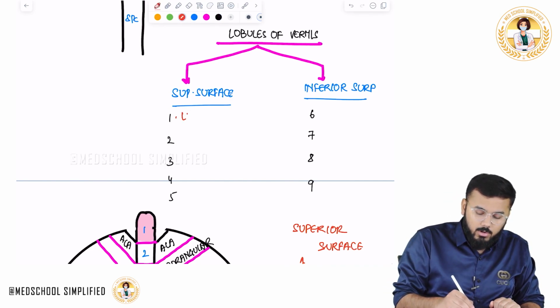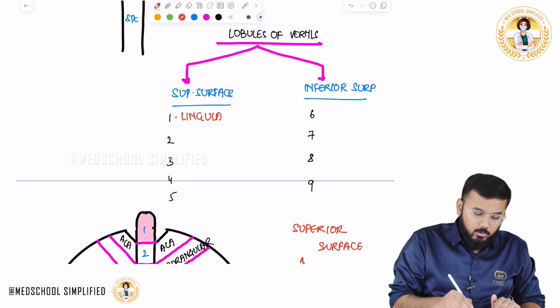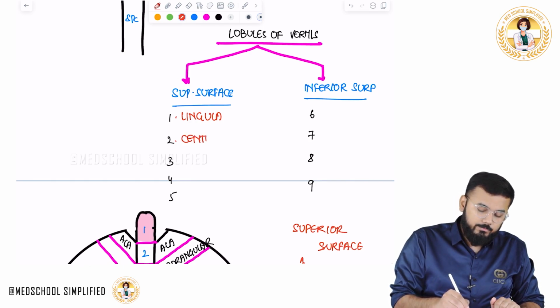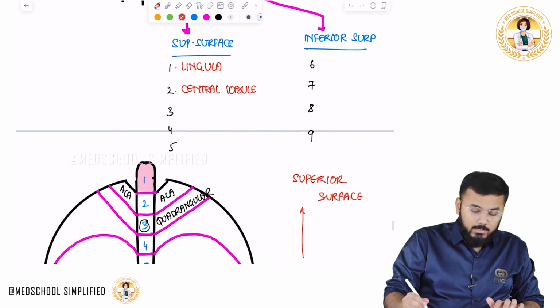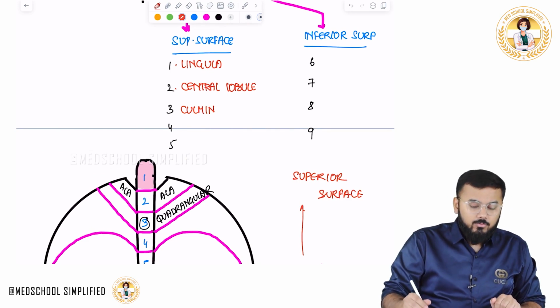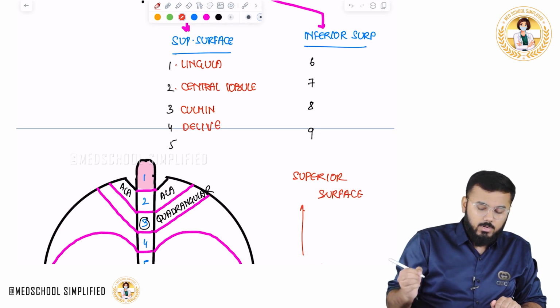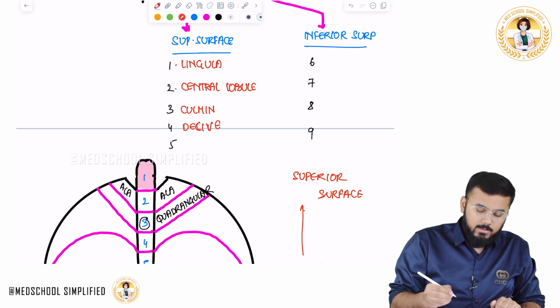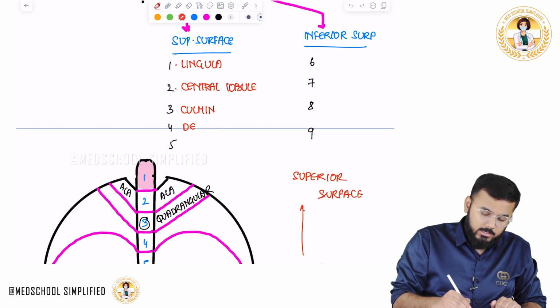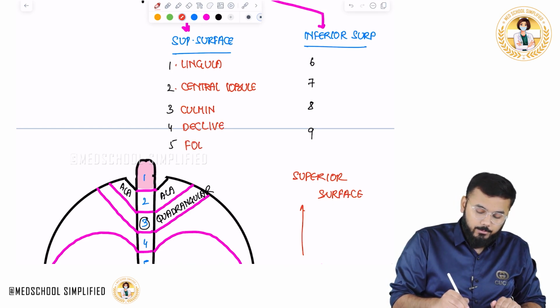First lobule is called lingula. Second lobule is called central lobule. Third lobule is called culmen. What is the third lobule called? Culmen. Fourth lobule is called declive. This is called declive. Okay, D-E-C-L-I-V-E, declive. Sorry, the spelling was wrong. Fifth important one is called folium.